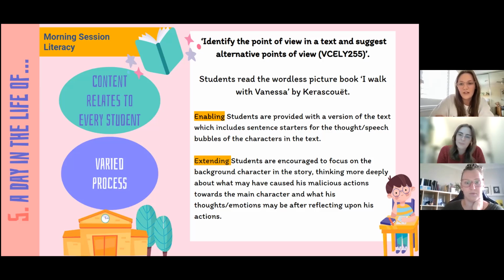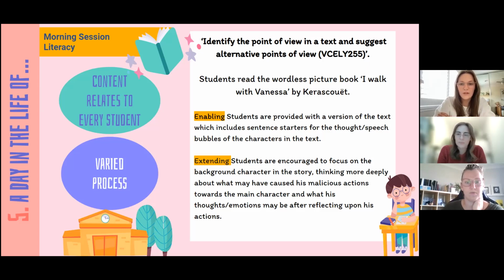So students are provided with a photocopied or digital version of the wordless text with the addition of speech and thought bubbles to add their thoughts on what the characters may be thinking and feeling. Students are encouraged to consider the points of view from characters other than Vanessa.